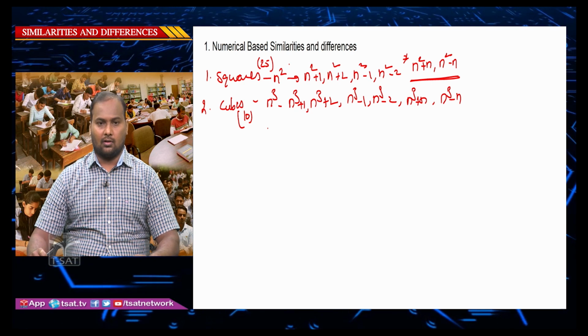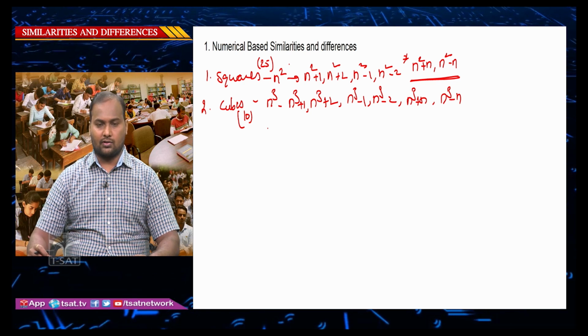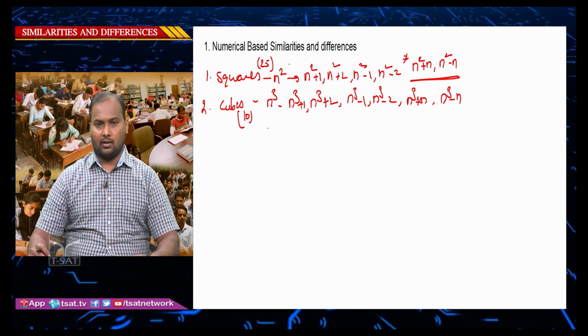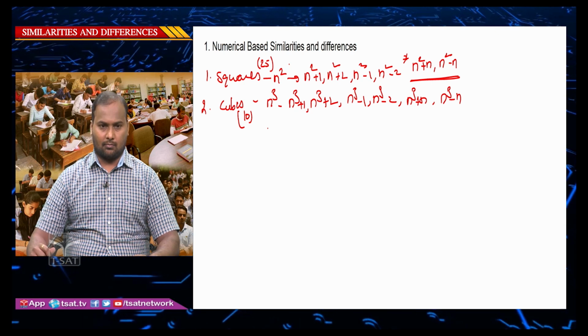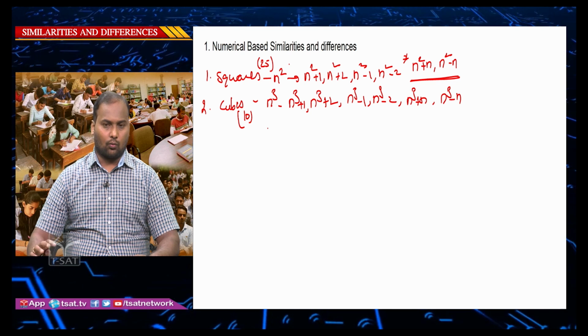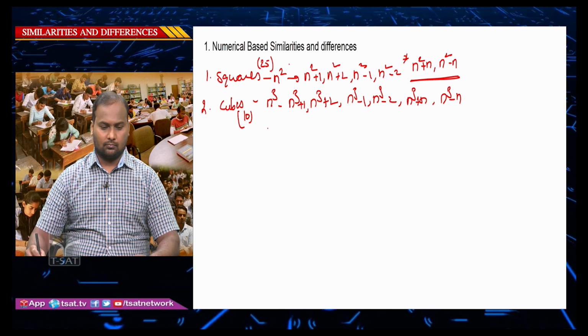After knowing the cubes up to 10, the student has to write in his notebook n cube plus 1, n cube plus 2, n cube minus 1 and n cube minus 2, and in the same way n cube plus n and n cube minus n. After writing these numbers, the student has to observe how they are arranged and in which range they are arranged. That is also very important.